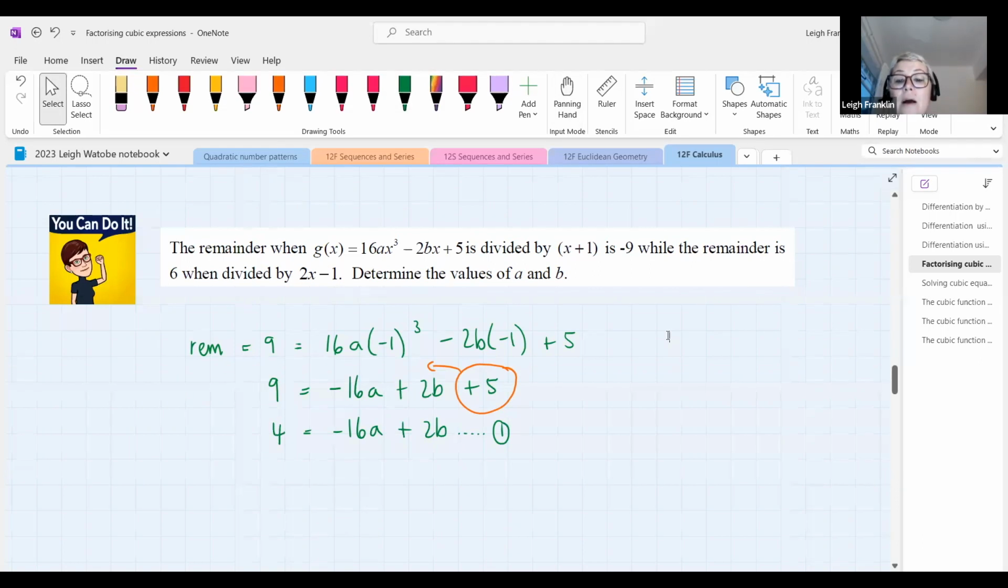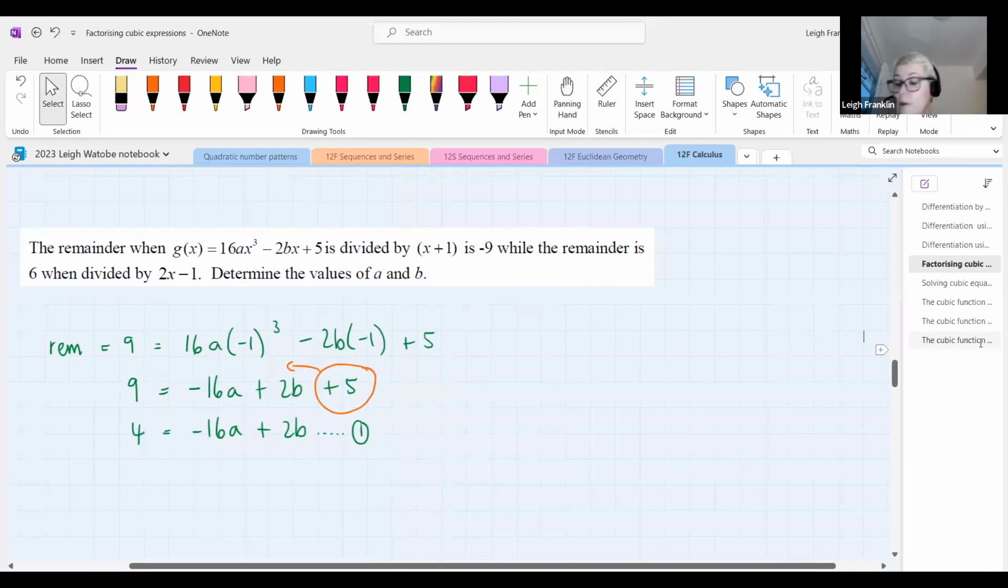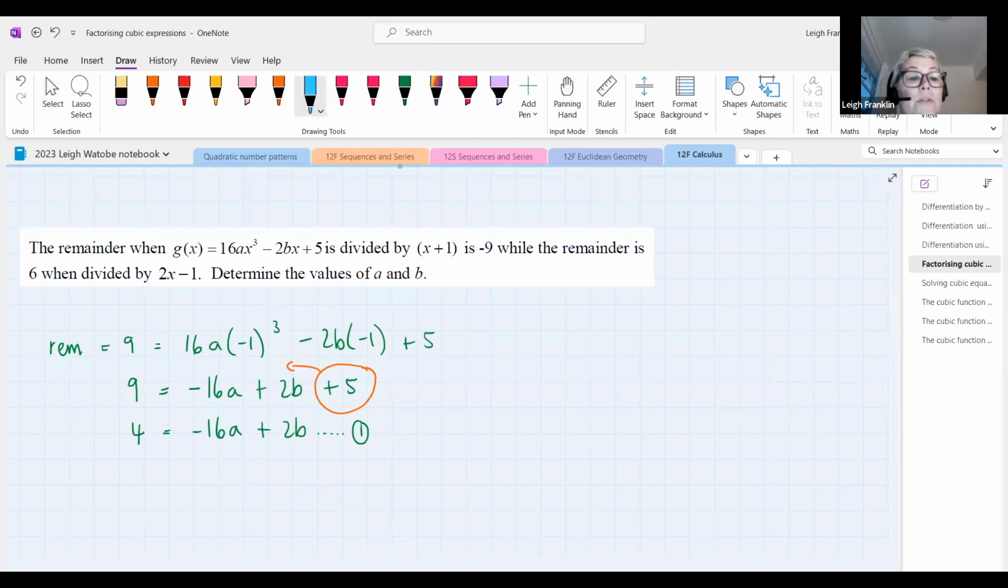What I'm going to do now is just scooch over a little bit, and there we go. Let's do the other equation. Now we want to calculate our remainder. The remainder is 6 when 1 over 2 goes in. So that gives us 16a times 1 over 2 cubed minus 2b times 1 over 2 plus 5. And again, we just need to tidy things up.